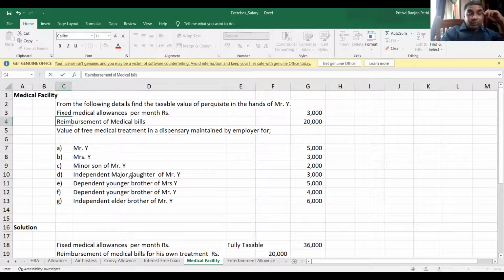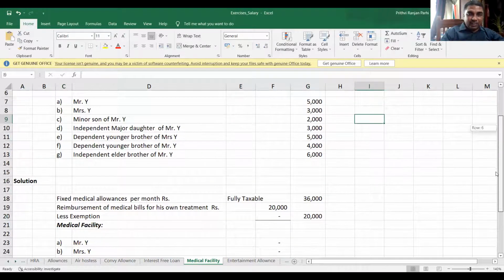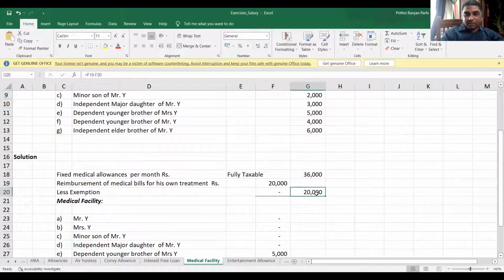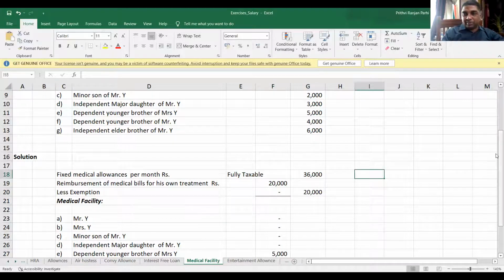What will be the treatment of this 20,000? This is for his own bill. What is the treatment? Yes, right. 20,000 will be taxable. I told you now, 20,000 will be taxable. No exemption, fully taxable. But earlier there was an exemption of 15,000. You could have claimed it and only 5,000 would have been taxable. But today it is not so. So it is fully taxable. Understood? So no deduction of 15,000.